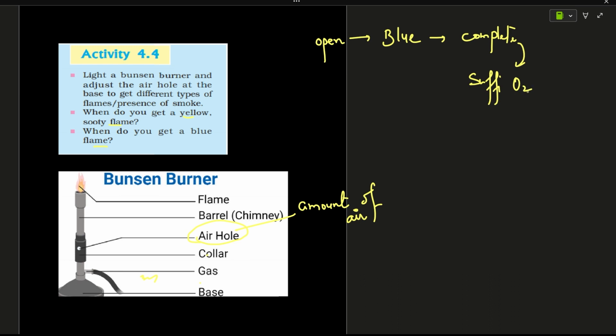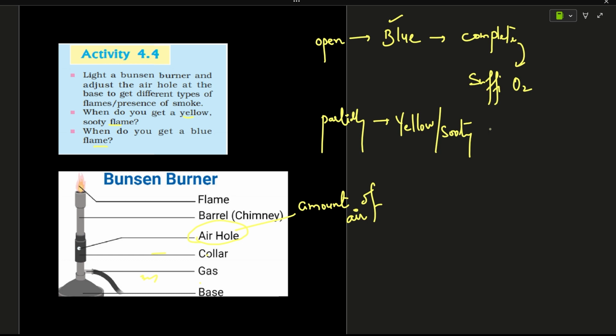क्योंकि पूरा hole खुला है उस burner का, large amount of air can enter into the burner. Therefore, there will be complete combustion of the fuel and thus you will get a blue flame. And when you will partially open this hole, so the flame will be yellow or you say as sooty flame.